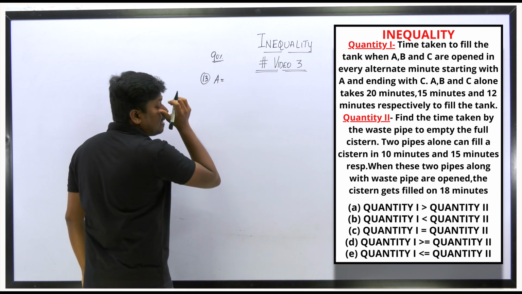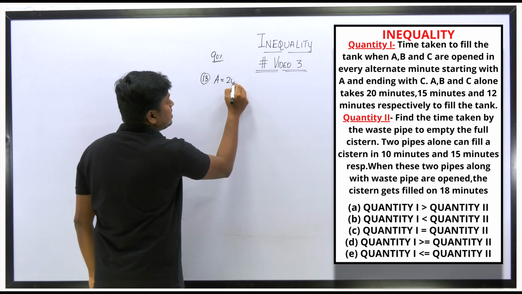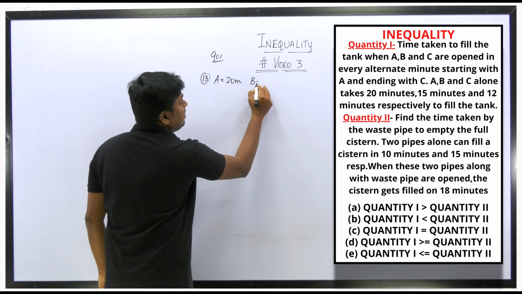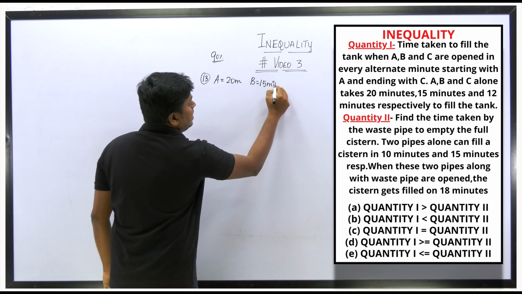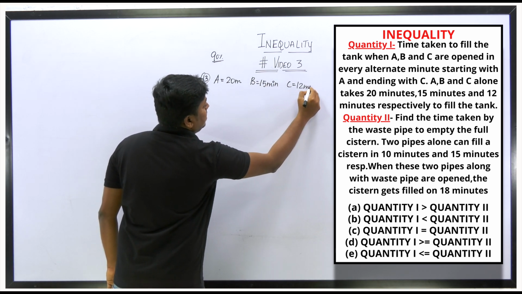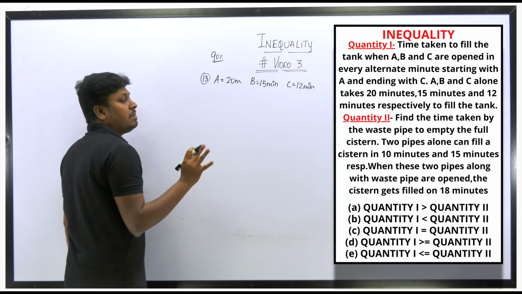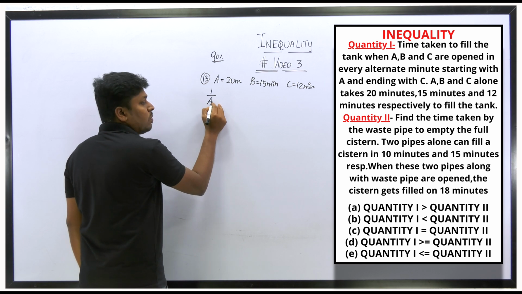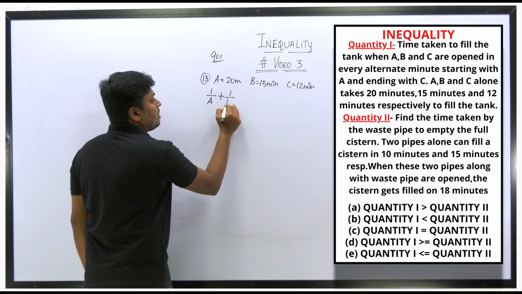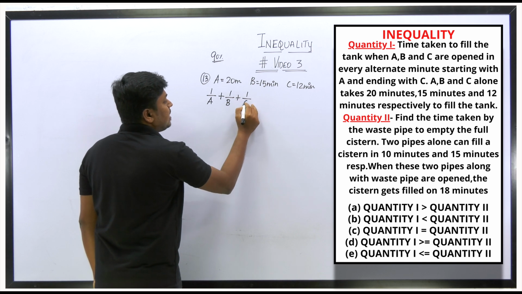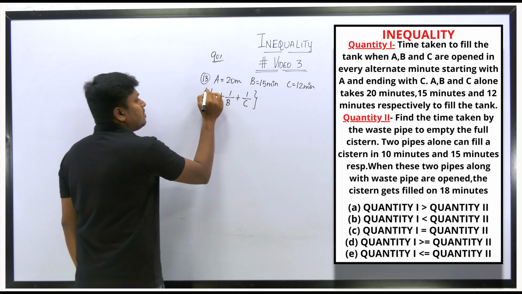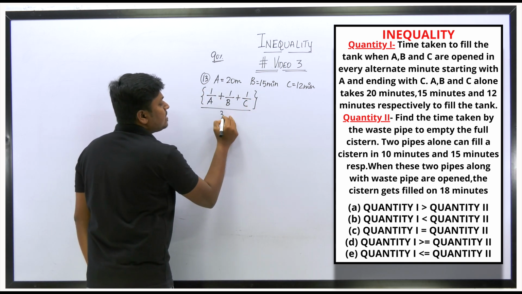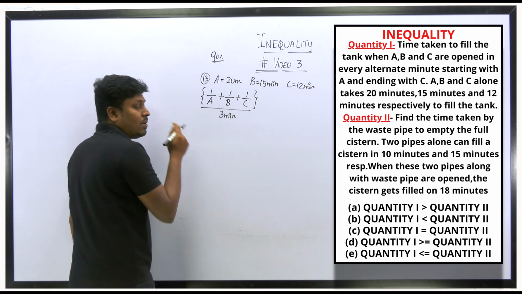So tap A can fill a tank in how many minutes? 20 minutes. Tap B will be 15 minutes and tap C will be 12 minutes. Got it? So 20 minutes, 15 minutes and 12 minutes. So now we can say that 1 by A will be the first tap that gets opened and the second tap will be 1 by B and the third tap will be 1 by C. Got it? So these 3 taps will be working for how many minutes? 3 minutes. So friends, understood or not?